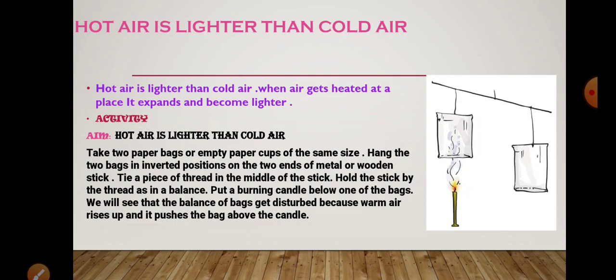You have to take two paper bags or empty paper cups of the same size. Hang the two bags in inverted position on the two ends of a metal or wooden stick. Then tie a piece of thread in the middle of the stick. Hold the stick by the thread as in a balance. Then put a burning candle below one of the bags. So we will see that the balance of the bags gets disturbed.